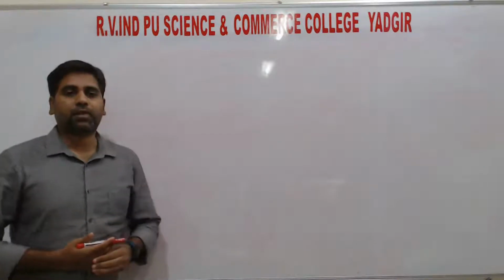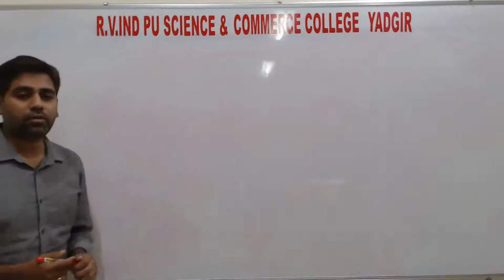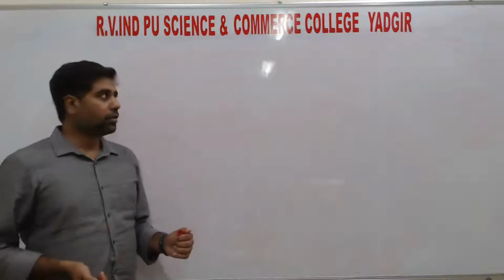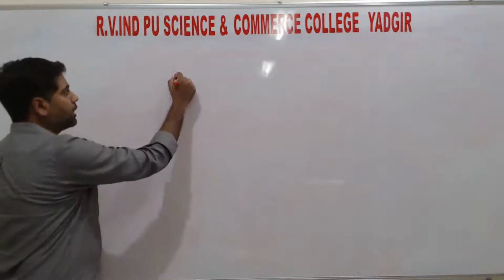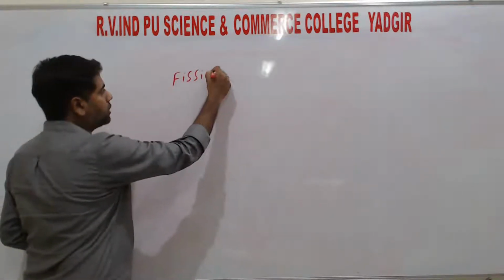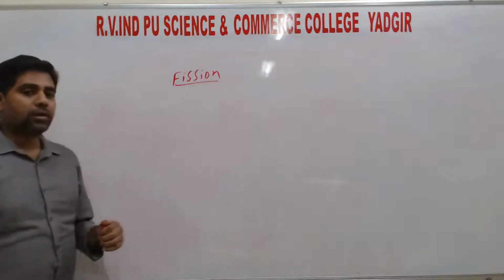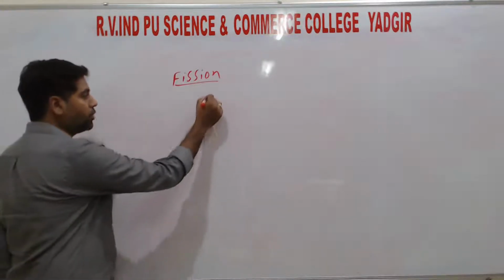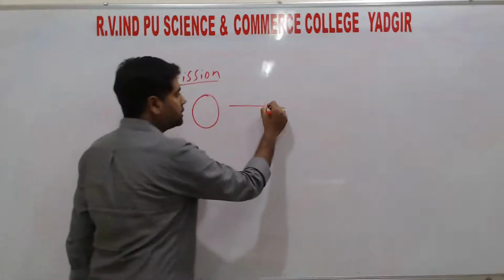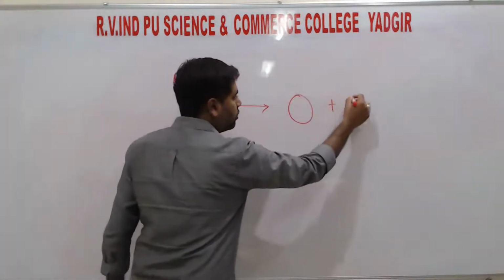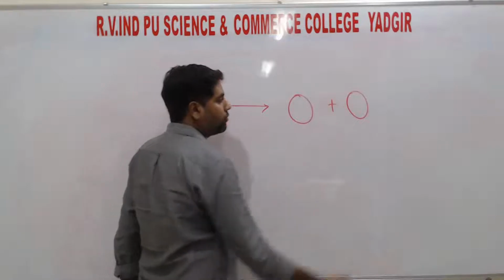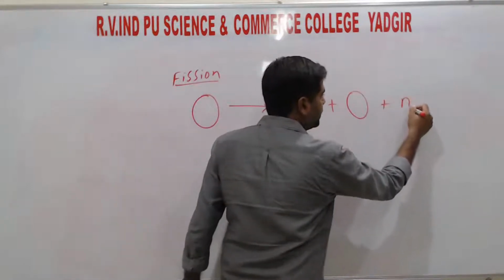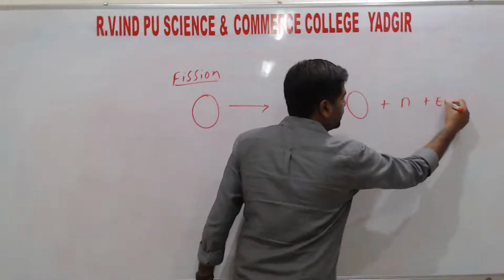Good afternoon, students. In the last class, we discussed the nuclear reaction, that is nuclear fission, along with the nuclear reactor, right? So, what does nuclear fission mean? It is the splitting of a heavier nucleus into fragments, that is lighter nuclei, along with the release of neutrons plus energy.